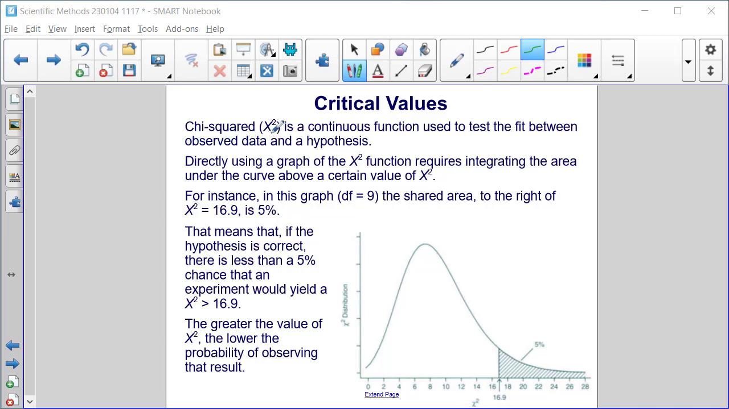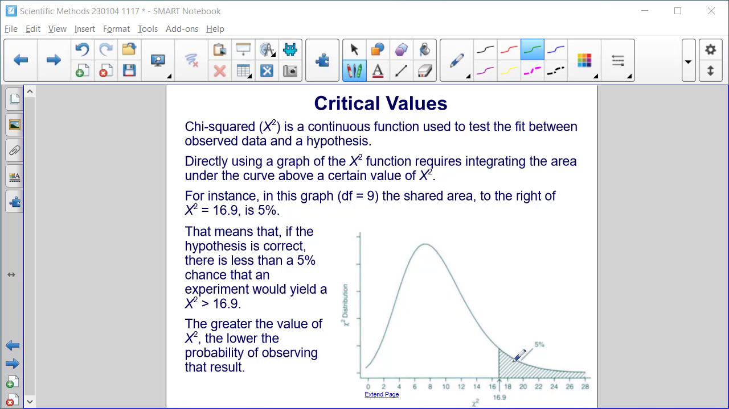Critical values. Chi-squared, given by the Greek letter chi, squared, is a continuous function used to test the fit between observed data and a hypothesis. Directly using a graph of the chi-squared function requires integrating the area under the curve above a certain value of chi-squared. For instance, in this graph where the degrees of freedom is 9, the shaded area to the right of chi-squared equals 16.9.